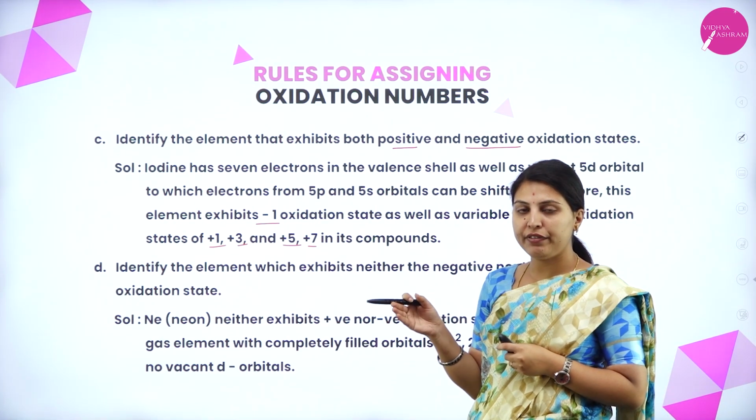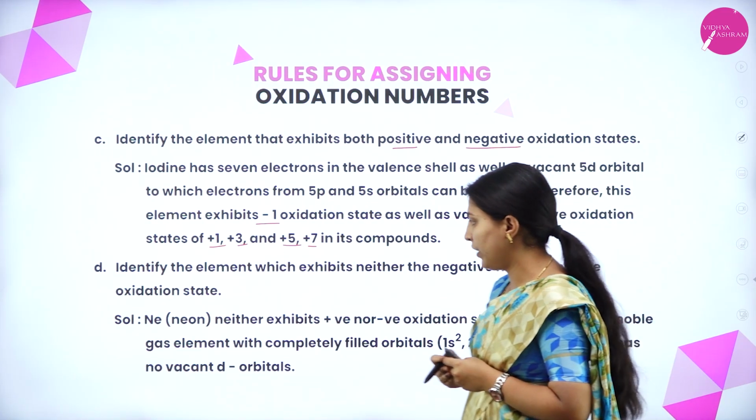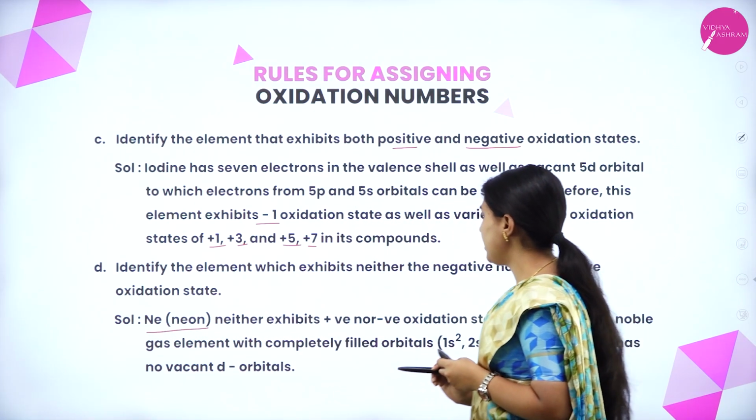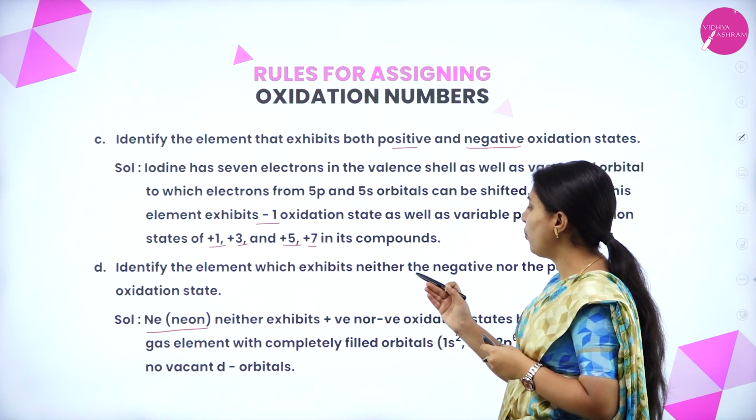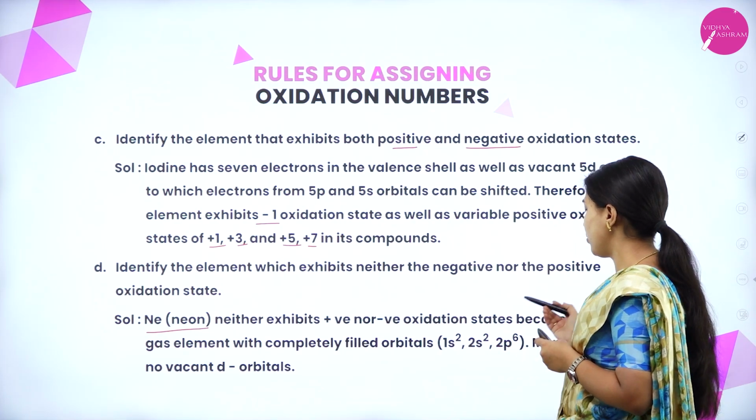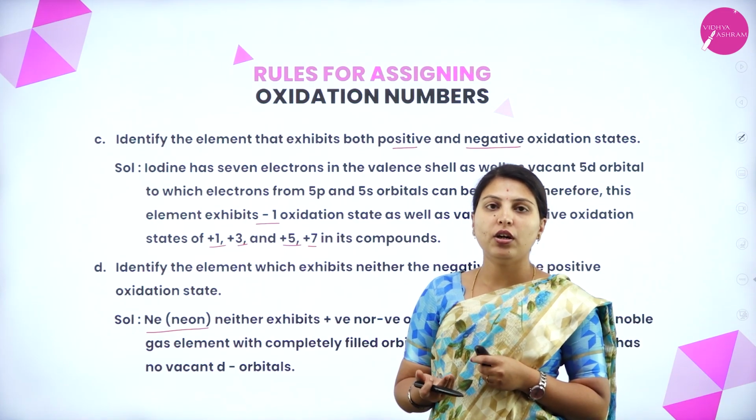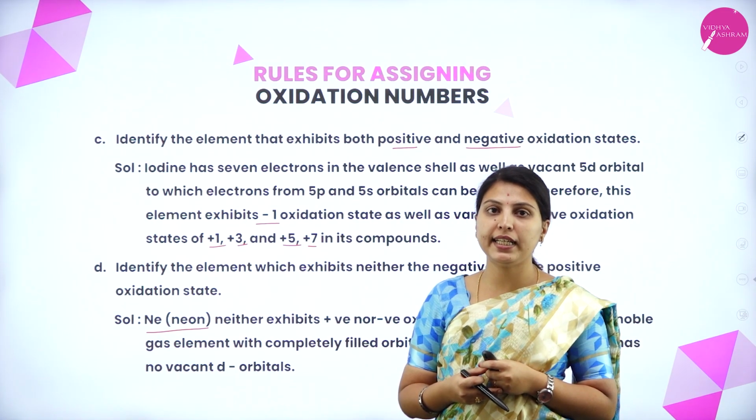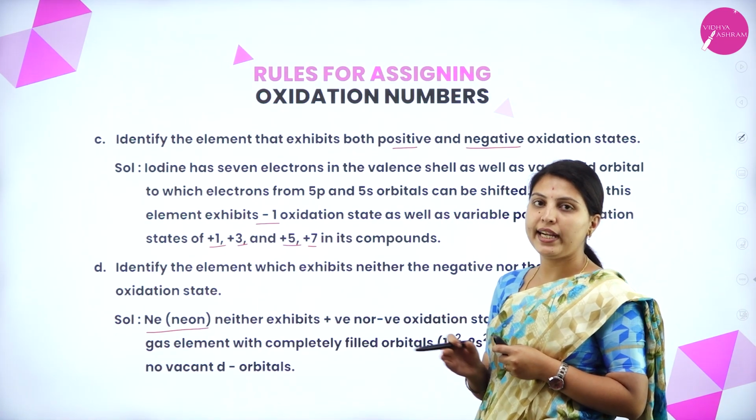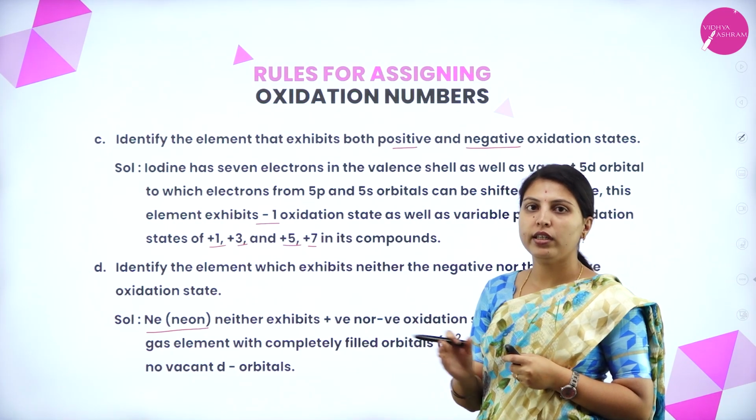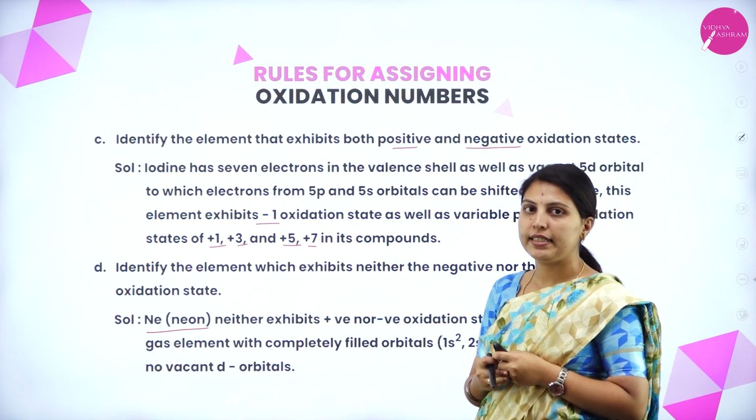That means you have to identify the element which does not have any negative or any positive oxidation state, which is neon. Neon exhibits neither positive nor negative oxidation state because it is a noble gas element with completely filled orbitals, that is 1s2, 2s2, 2p6. Moreover, it has no vacant d orbitals. We know that neon and the noble gases have a completely stable configuration. So it does not have any vacant d orbitals. That is why it will not have a minus or plus, negative or positive, oxidation state.